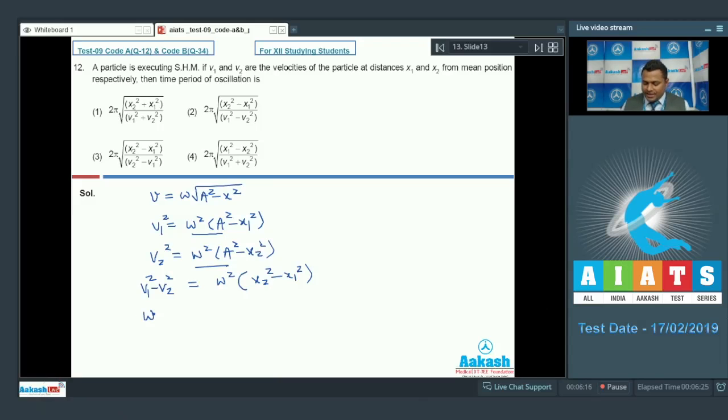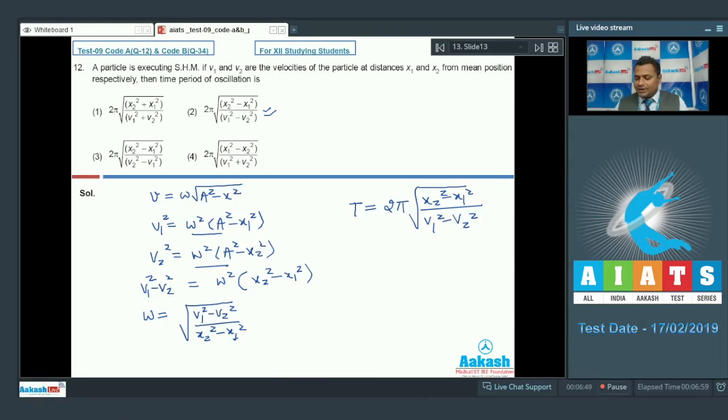Now from here we have omega as under root V1 square minus V2 square whole divided by x2 square minus x1 square. As a result, the time period T is 2 pi by omega, that is 2 pi under root x2 square minus x1 square whole divided by V1 square minus V2 square. It means option 2 is the correct answer. Now let us proceed to question number 13.